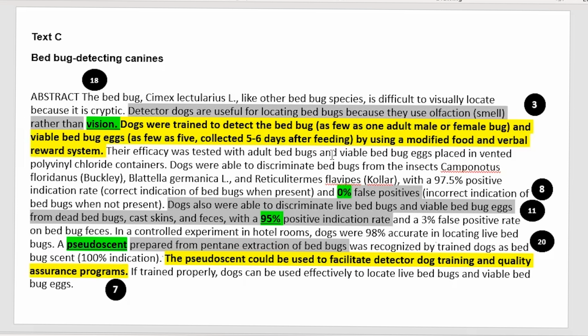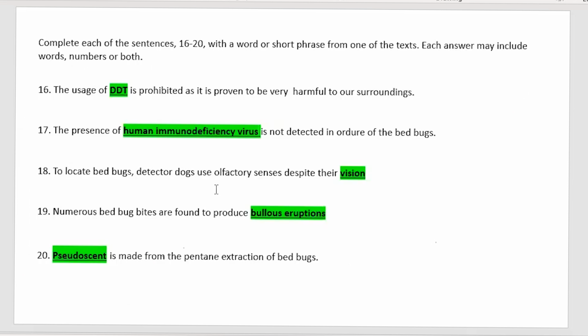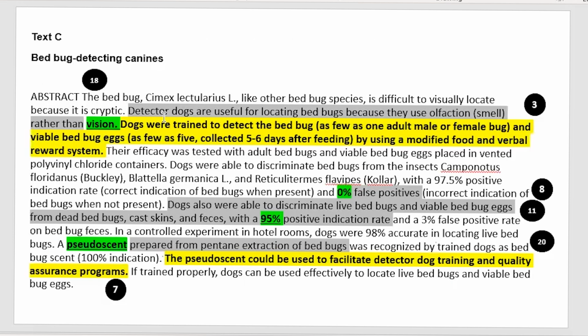So the question is asked as: to locate bed bugs, detector dogs use olfactory senses despite their, instead of smell, what are they using? Detector dogs use the smell. They just find out with the smell despite their, instead of their vision. So it is clearly mentioned vision as the answer in text C. Okay, second line. Detector dogs are useful for locating bed bugs because they use olfaction, that is smell. They use smell instead of their vision, that is rather than their vision.